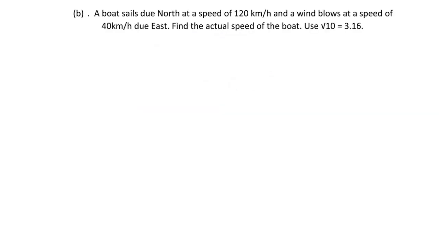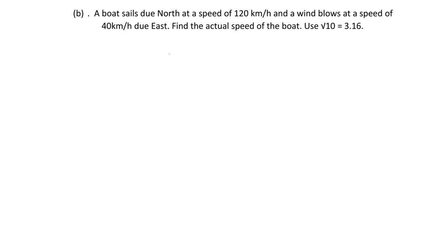Part B, a boat sails due north at a speed of 120 kilometers per hour and the wind blows at a speed of 40 kilometers per hour due east. Find the actual speed of the boat. Use under root 10 equals 3.16. Okay, so this is a vector problem. The actual speed of the boat will be the resultant of the speed of the boat and the speed of the wind. Let us sketch the problem.